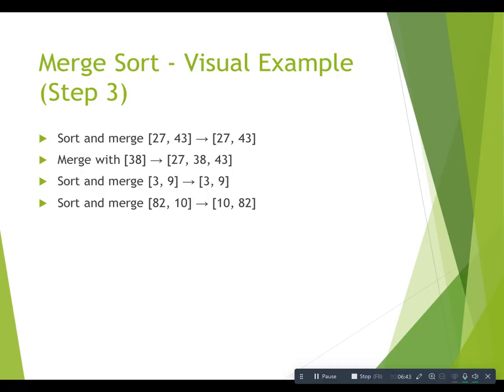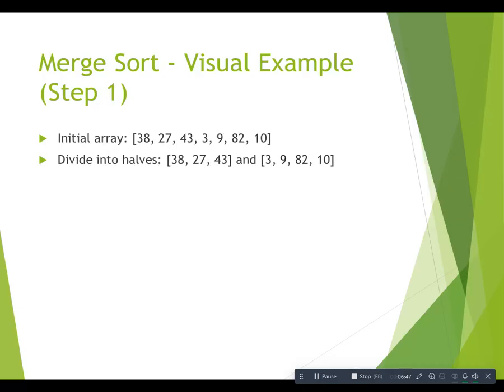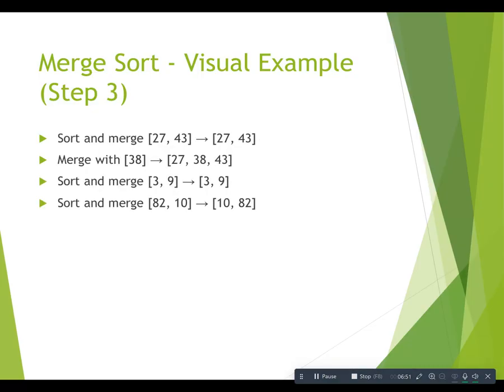Next comes 82 and 10. 82 and 10 were part of the second half, right? 3, 9 we have already combined, and now we are sorting and merging 82 and 10. Between 82 and 10, obviously 10 is the smaller value, so it comes first and then 82.